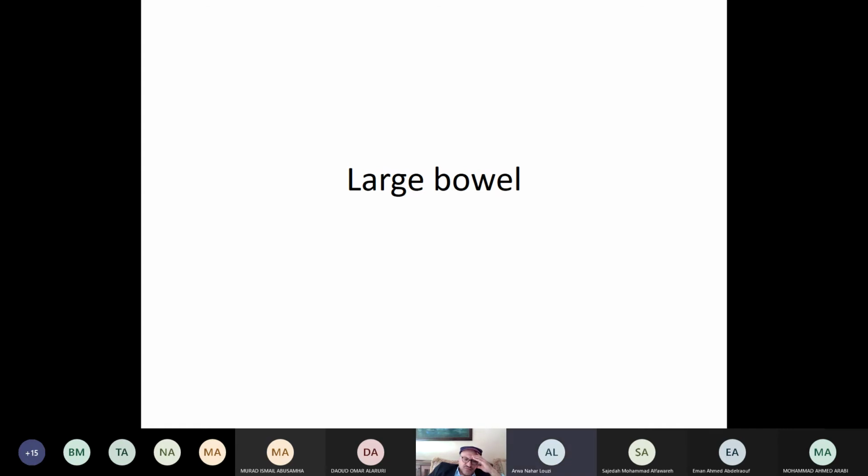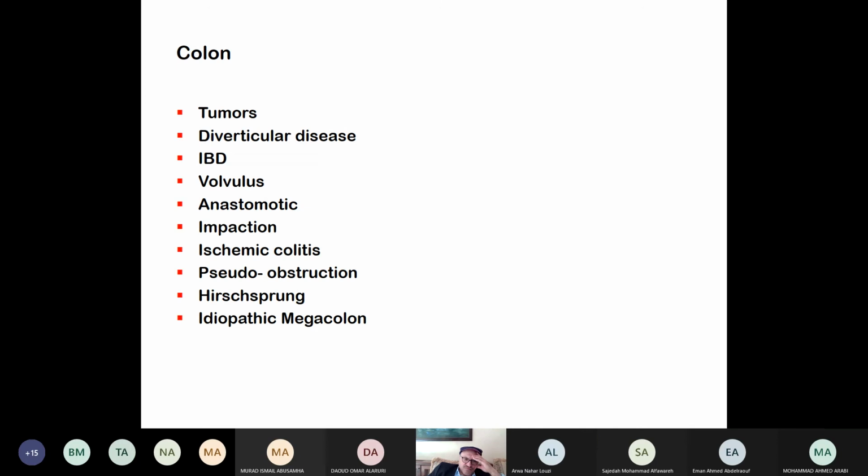Diverticular disease was not mentioned by you. Inflammatory bowel diseases, volvulus, anastomotic obstruction, fecal impaction, ischemic colitis. We mentioned pseudo obstruction, Hirschsprung disease, and megacolon.